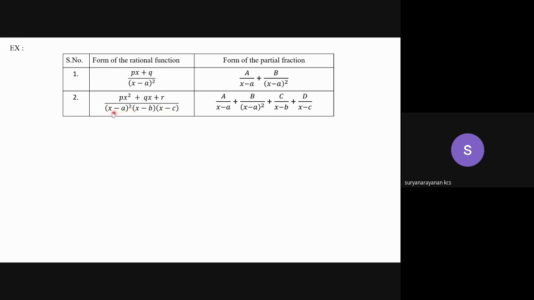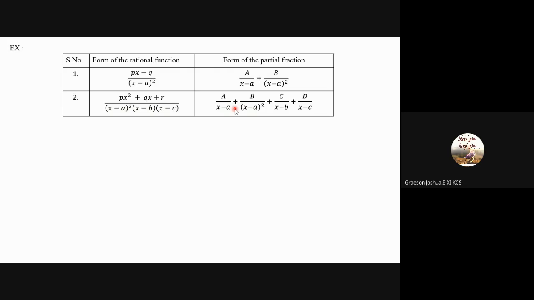It means this linear factor is repeated 2 times. That is why for this factor, we wrote two partial fractions. I'm showing by laser pointer. Are you watching this one? A by (x minus a) plus B by (x minus a) whole square. We wrote two partial fractions for this repeated linear factor. Understood these two partial fractions?